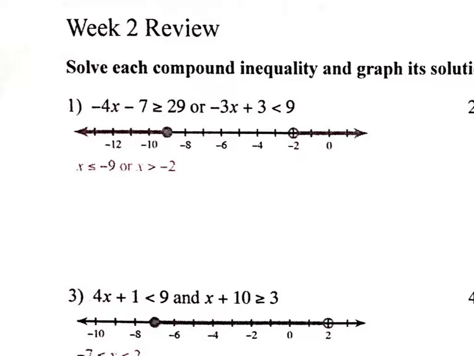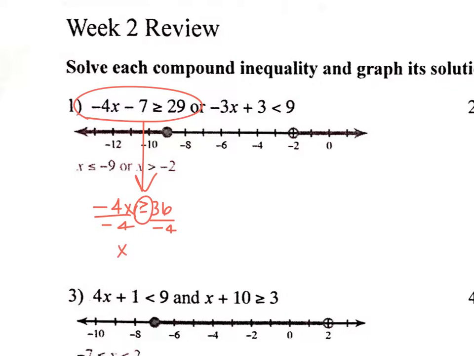So on question 1 here, we would add 7, so I'm going to solve this one kind of down here. I'm going to add 7 to both sides. That gives me negative 4x is greater than or equal to 36. And then when I divide by negative 4, because that's a negative number, my symbol is going to flip around. So I'm going to have x is less than or equal to negative 9. That, on the graph, becomes a closed circle and shaded to the left. Because it's or, I can go ahead and put my answer directly on the graph.